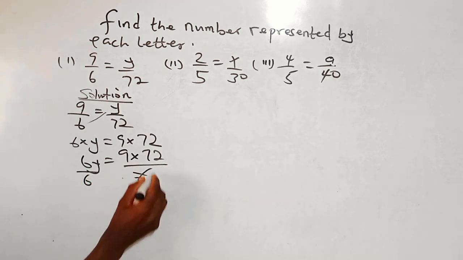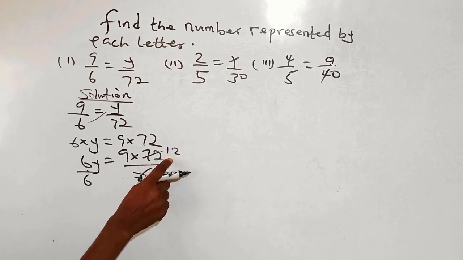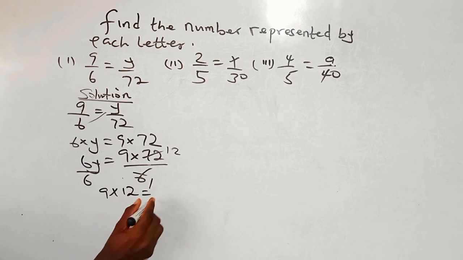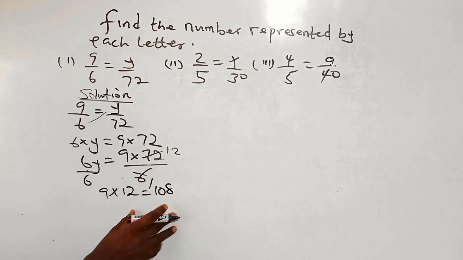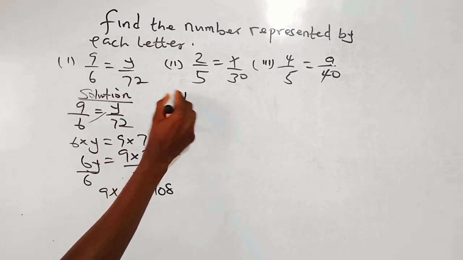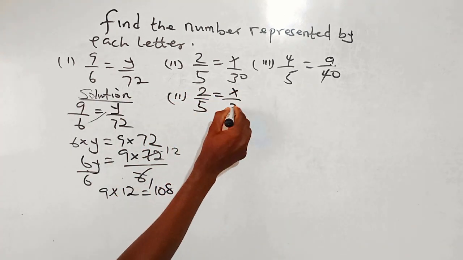So I have 6 here, 1. 6 and 72 is 12, since 6 times 12 is 72. So 9 times 12, I have it to be 108. That's for 1. For number 2, I have 2 over 5 equals x over 30.